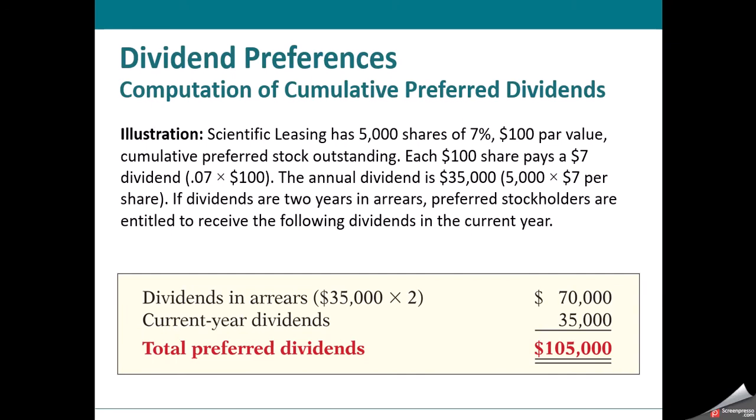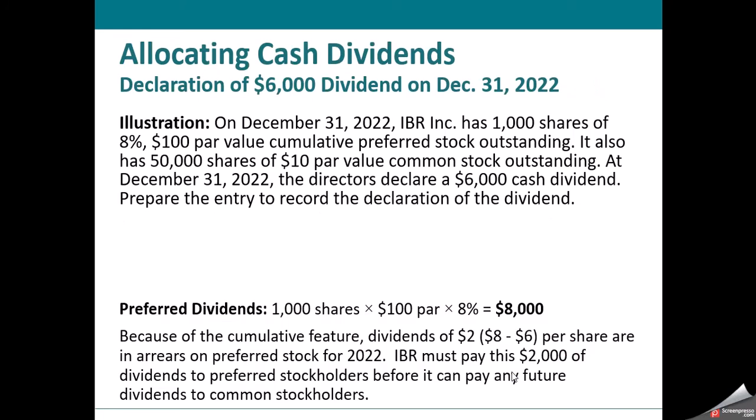If this company has 5,000 shares of 7% $100 par value cumulative preferred stock, each $100 share pays a $7 dividend. So the 7% times the par value is where that $7 comes in. There's 5,000 shares, so the annual dividend is $35,000. If the dividends are 2 years in arrears, meaning they haven't paid for the past 2 years, they owe those shareholders $70,000, plus they owe them their current year. So $105,000 is how much is owed to the preferred stockholders. So they have to get paid first.